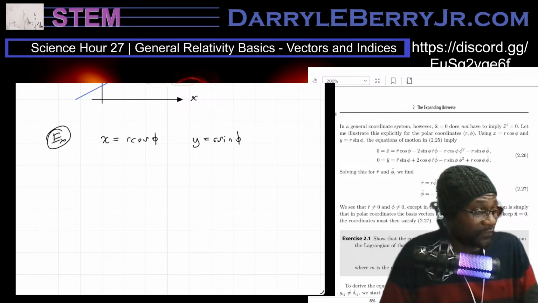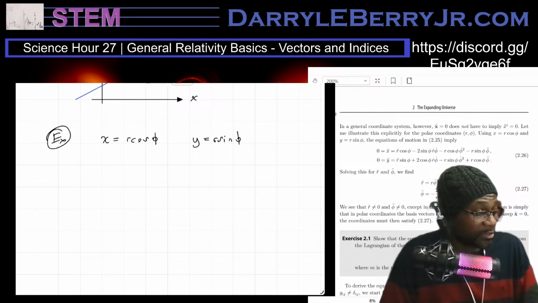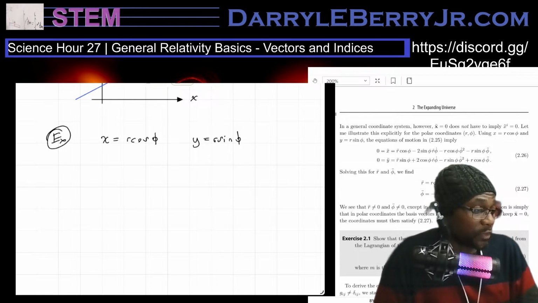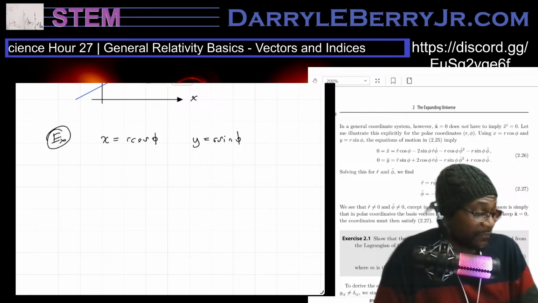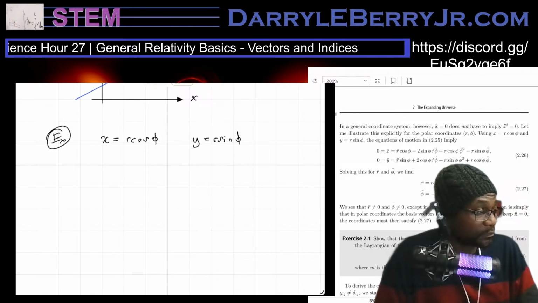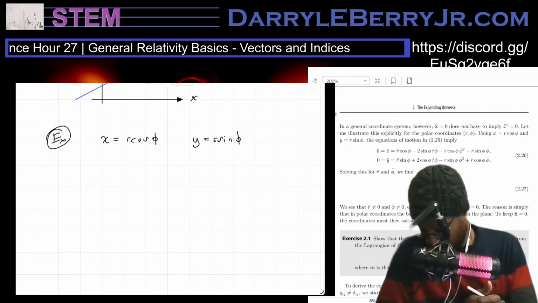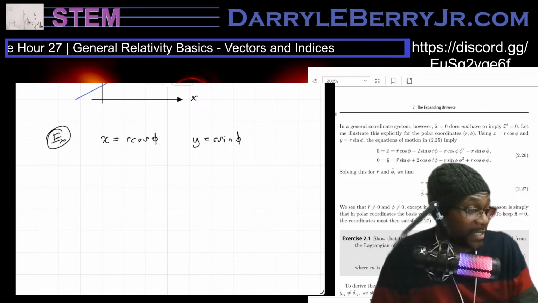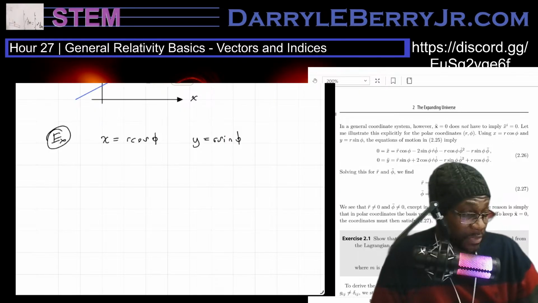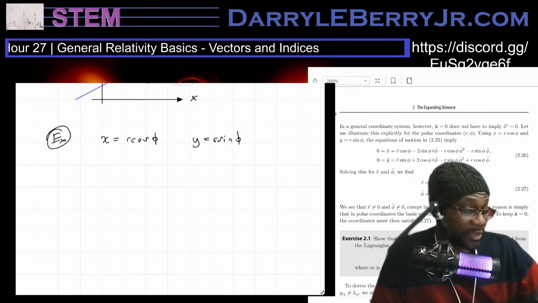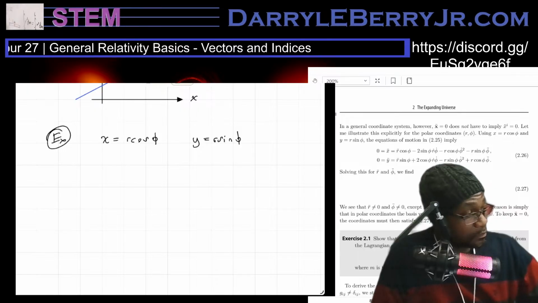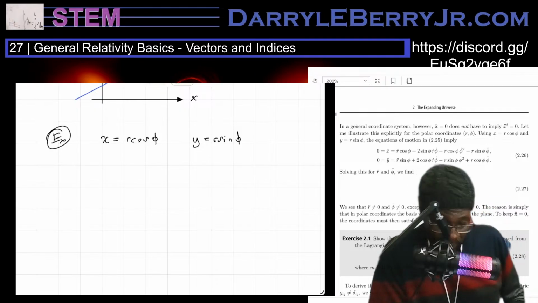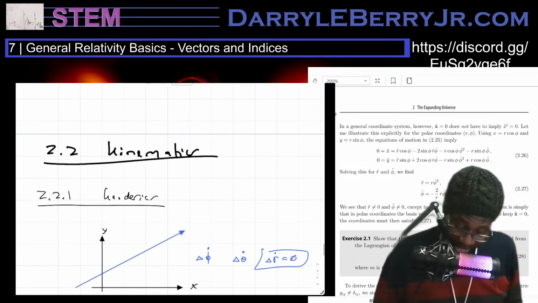Solving this for r double dot and phi double dot, we have r double dot equals r phi dot squared, and phi double dot equals negative 2 over r times r dot phi dot. You see that r double dot does not equal 0 and phi double dot does not equal 0, except in the special case that phi dot equals 0. Okay, so it was r and phi, not theta.